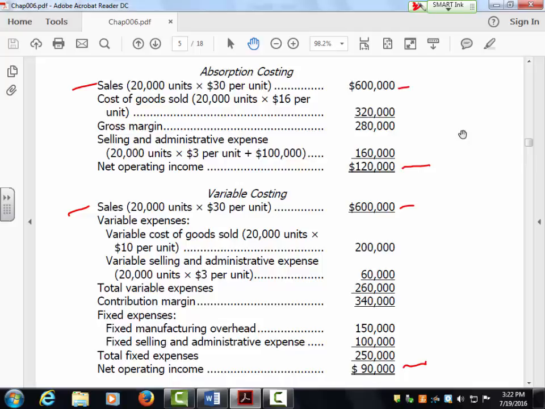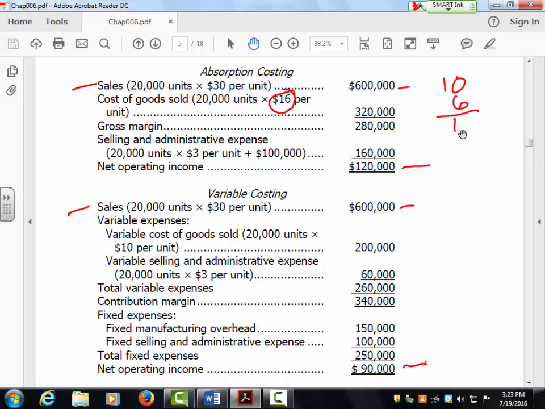But what does change is the cost of goods sold. So remember from our numbers above that $10 was the direct material, the direct labor, and the variable overhead. Then the fixed overhead was another $6 because that was $150,000 in overhead divided by the 25,000 we produced.